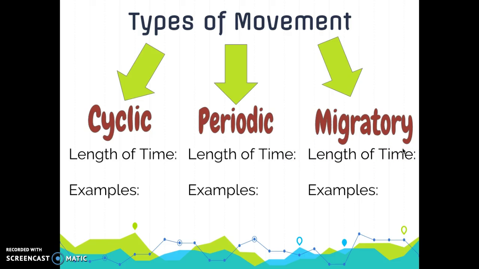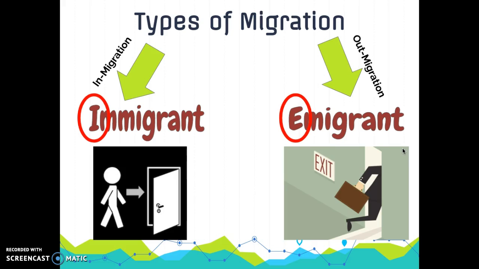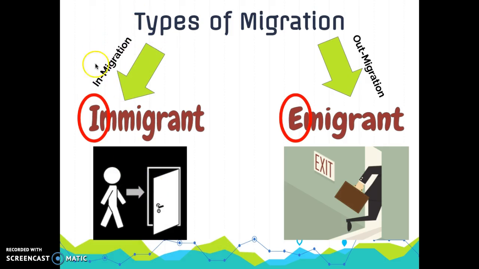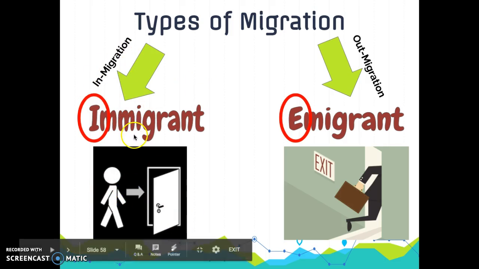I just want to hit on the terminology here before we move forward. Remember, immigrants are people who are moving into a country. They're going into a place, and sometimes this is called in-migration, just to keep things simple. In-migration means that an immigrant is coming into a country. So I've circled this I. I means in.